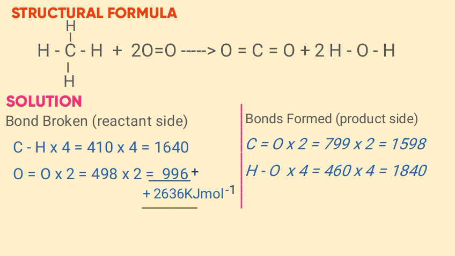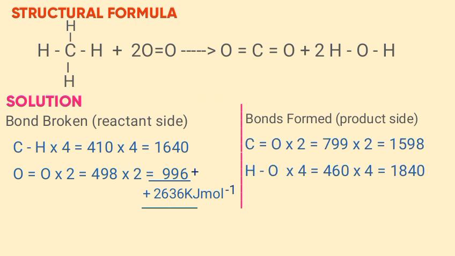Bonds formed occur on the product side. We have C=O times 2, 799 times 2, that's 1598. You have O-H times 4, 460 times 4, that gives you 1840. If you add the two, you get negative 3438. Negative 3438 means that the energy is released during bond formation.